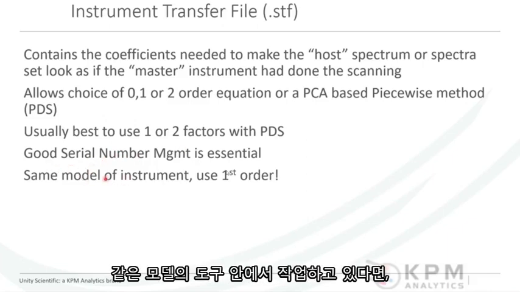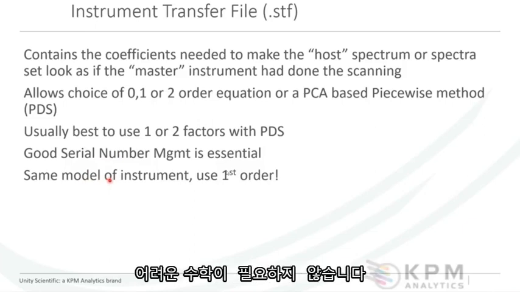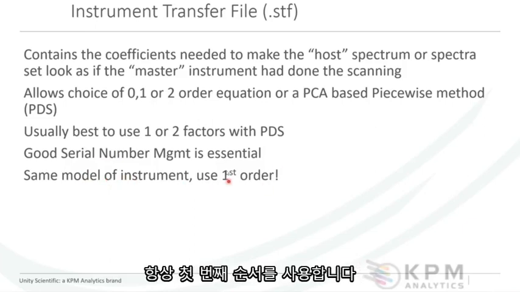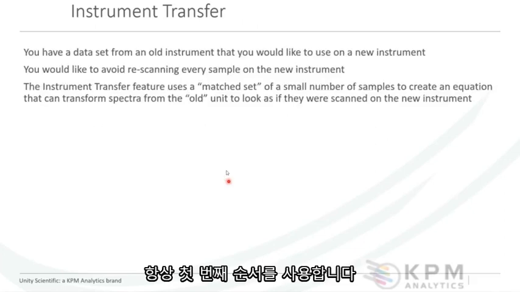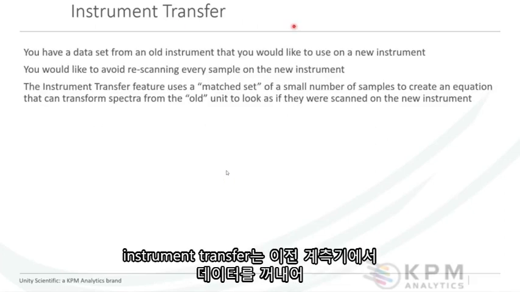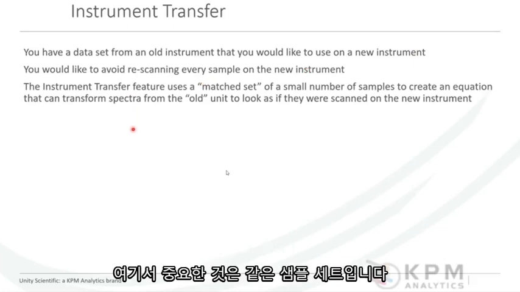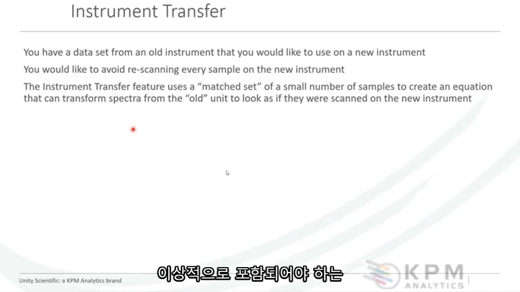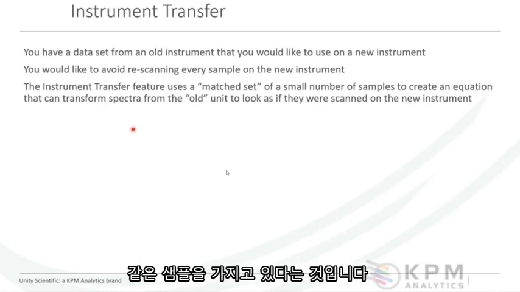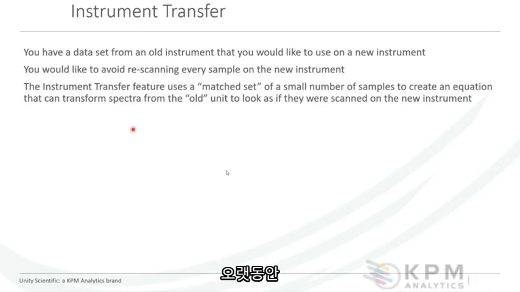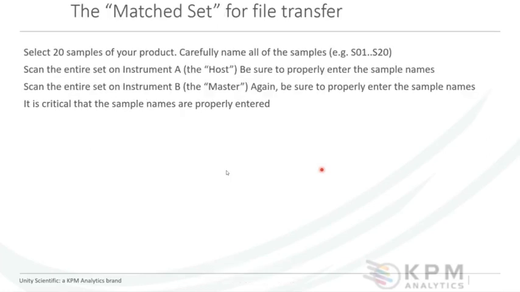If you're working within the same model of instrument, you don't need any fancy math. Always use the first order. Okay. So instrument transfer: you've got a data set from an old instrument, you want it on a new instrument. And the key here is that you've got a matched set of samples. These samples should be ideally in the same sample cups. In the old days, a long time ago, we used to have sealed cups that we did this for, so the samples wouldn't change at all. And you're scanning samples on your old instrument and the new instrument, and you're characterizing the difference.